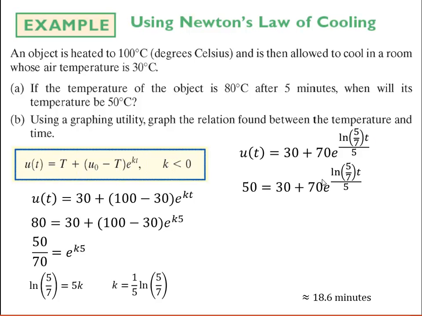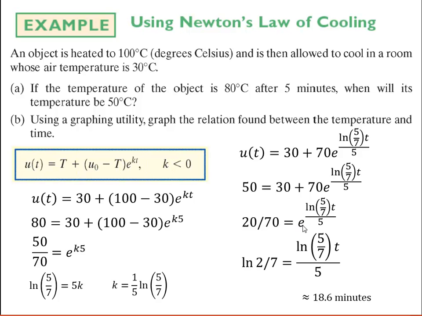So again, now plug 50 in, I'm going to subtract the 30 over, that's going to give me 20, and then I'm going to divide by 70. Then I'm going to ln both sides. The e and the ln are going to undo each other. And then I'm going to multiply by 5 and then divide by this ln, and that's going to give me my t value. Plug that into the calculator, and that's about 18.6 minutes.